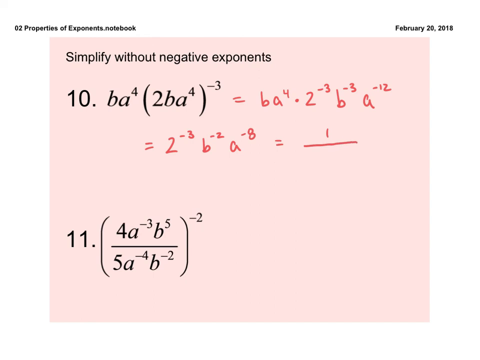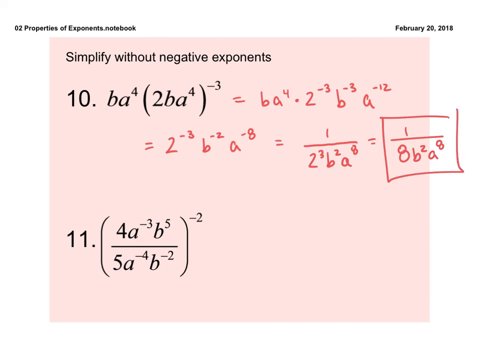And so we get 1. By the way, if you move everything to the denominator, you get 1 divided by 2 to the third, b to the second, a to the 8th. And one step further here, 2 to the third is 8. So we would get something like that.